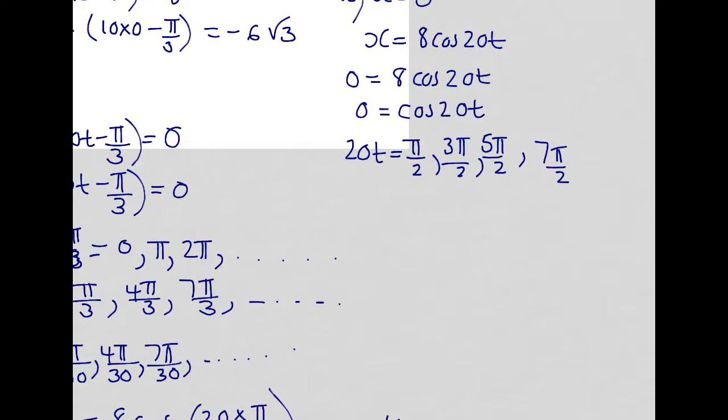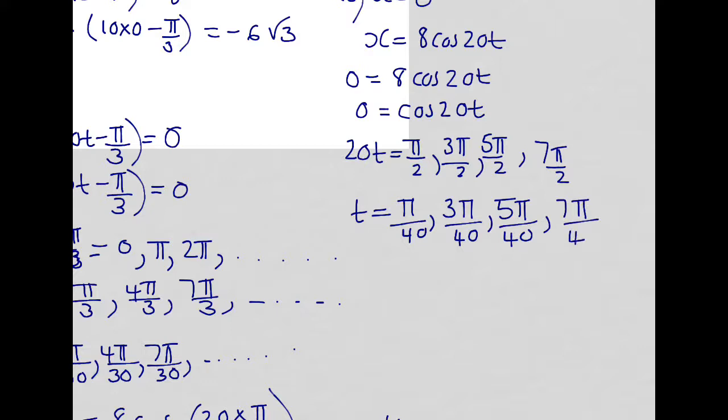Right, so that's 20t. So we now can work out what t is. It's going to be pi over 40. It's going to be 3 pi over 40. It's going to be 5 pi over 40, and it's going to be 7 pi over 40.